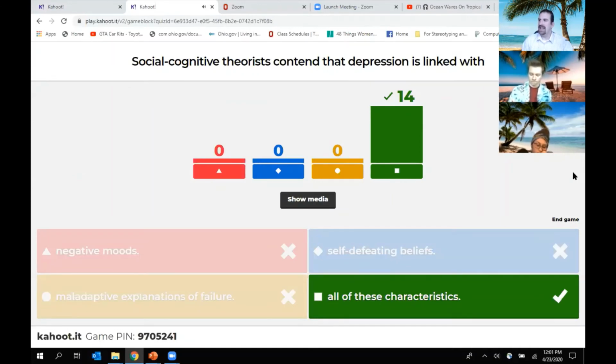Outstanding, great response. Again, social cognitive, that piece is that cognitive. So in terms of the thinking that they're doing, you guys got it. Thinking about how all these negative moods, maladaptive explanations for failure, so explaining things in a way that's harmful to themselves, self-defeating beliefs, all these are things that a social cognitive theorist would address, try to help someone who's having depression change their way of thinking. Okay, so great job on this question.